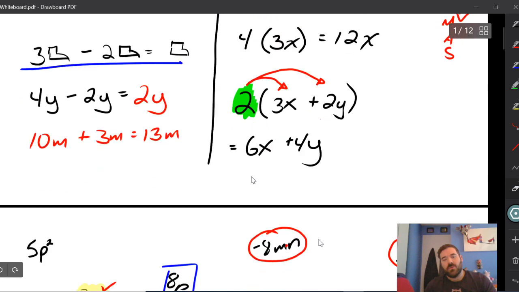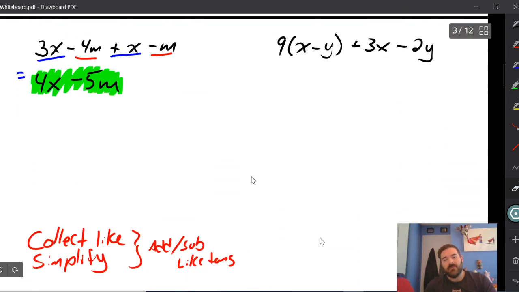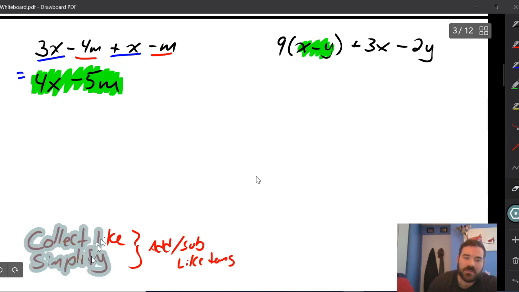So let's carry this forward onto our problem down here. I have 9 times what's in the bracket. So 9 times x minus y. And then I have plus 3x and minus 2y. And whenever we have a situation like this, we like to do the distribution first. So I'm going to distribute first, and then I'm going to collect like terms.